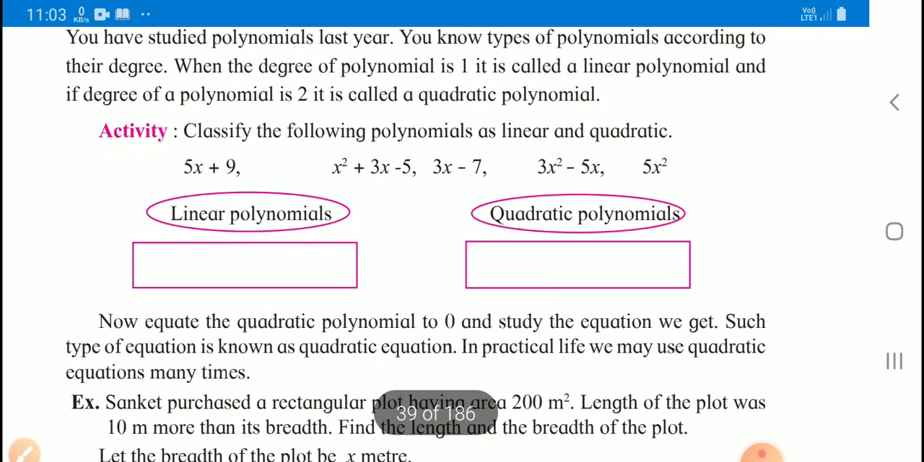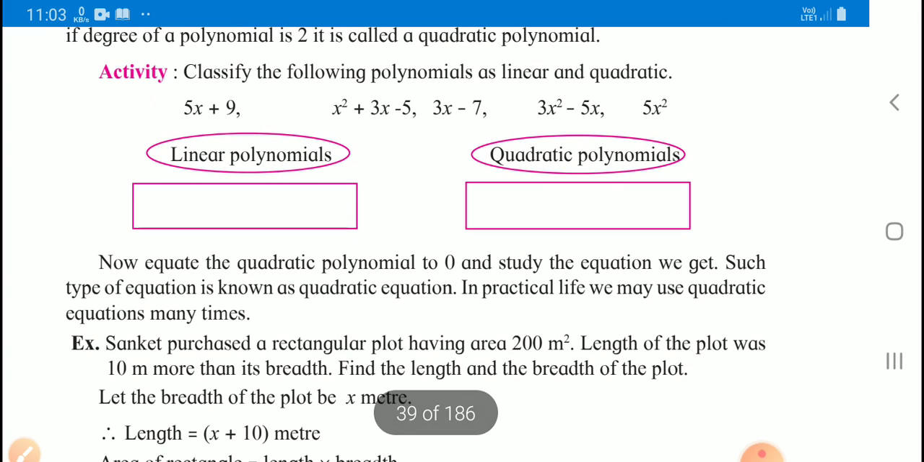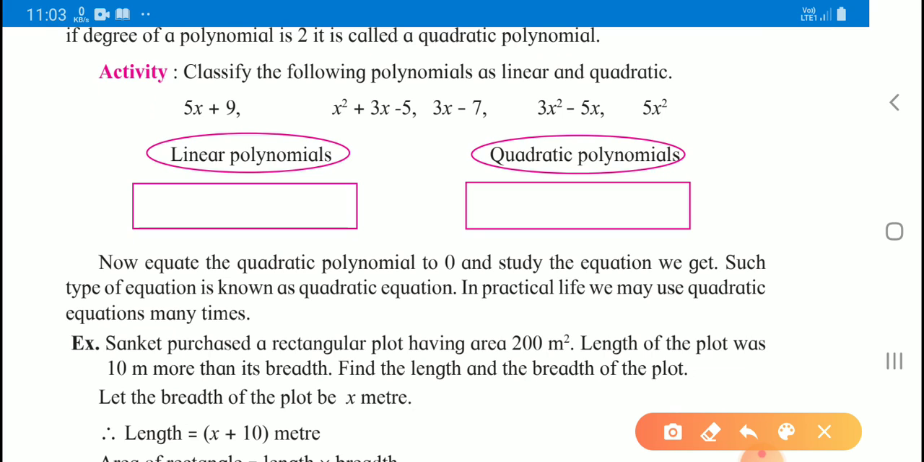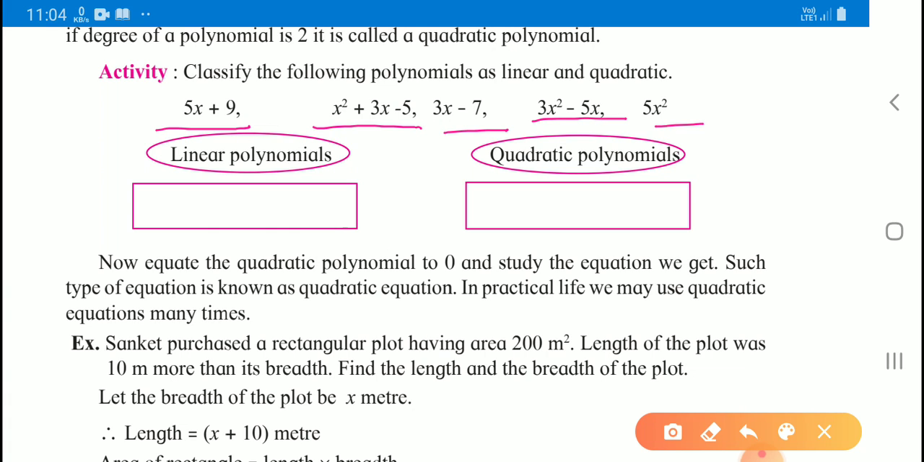Now here they have given the activity. Classify the following polynomials as linear and quadratic. Now you have to identify and write the polynomials which are linear and which are quadratic. Now look here, they have given the polynomials such as 5x plus 9, then x square plus 3x minus 5, then 3x minus 7, 3x square minus 5x and 5x square. Now according to degree we have to decide which type of polynomials these are, linear or quadratic. You know the degree of the linear polynomial is 1 and the degree of the quadratic polynomial is 2.